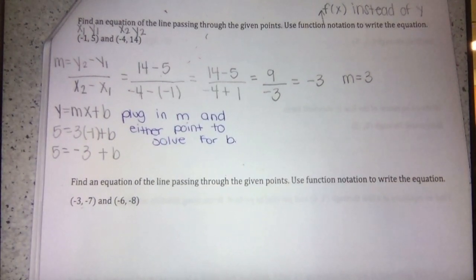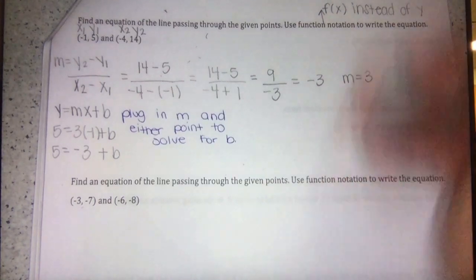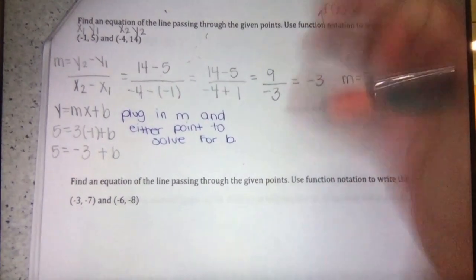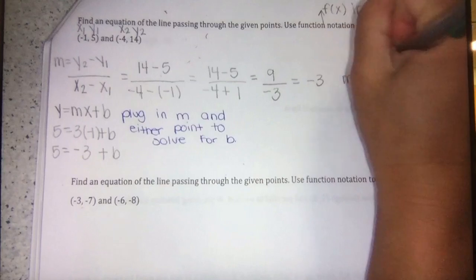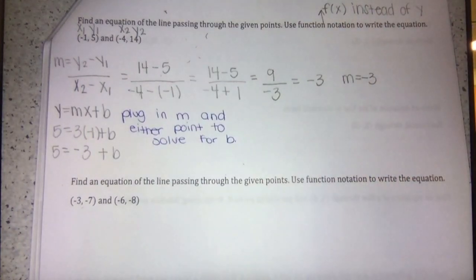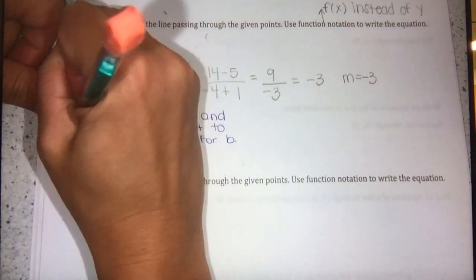So adding, did I mess up? It equals -3, but m is 3. Why isn't that -3? You're right. You got me. I was making sure you're paying attention. You passed. Good job. No, I just messed up. My bad. So m is -3.